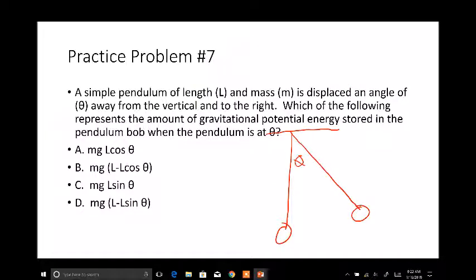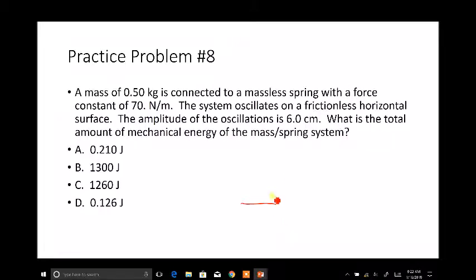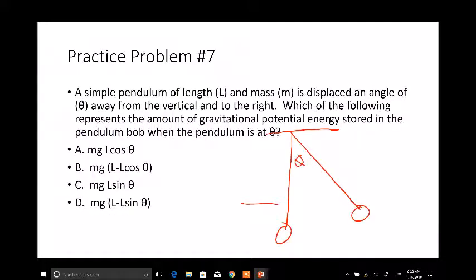All right, practice problem 7 again looks very much like practice problem 6. But in this case, we want to know which of the following represents the amount of gravitational potential energy stored in the pendulum bob when the pendulum is at angle theta. So let's say our pendulum started out here, vertical, and then we displaced it to the right, angle theta. As we were moving it to the right, we were also lifting it. And since it was being lifted, it is gaining gravitational potential energy. We know that gravitational potential energy can be calculated using mass times acceleration due to gravity times height.